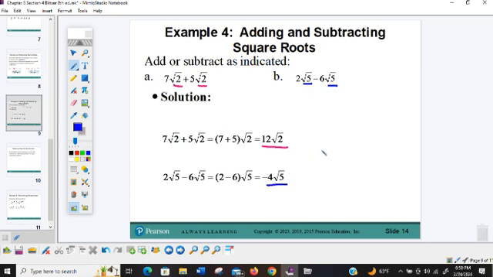Now remember, when you're doing that, be sure that you are reducing your radicals first, because sometimes you'll have a radical like square root of 12 that can be reduced. Always reduce first, then look and see if you can add them or not. If the radicals are the same, you can add them or subtract them.